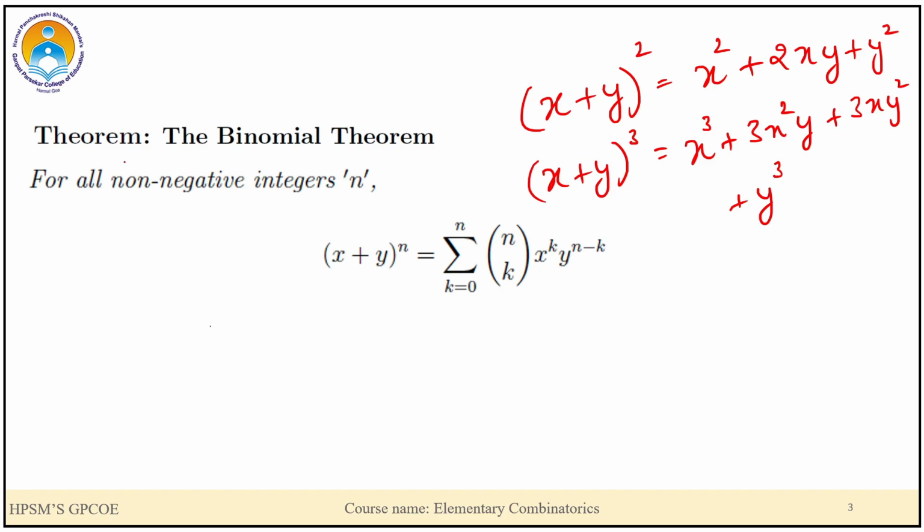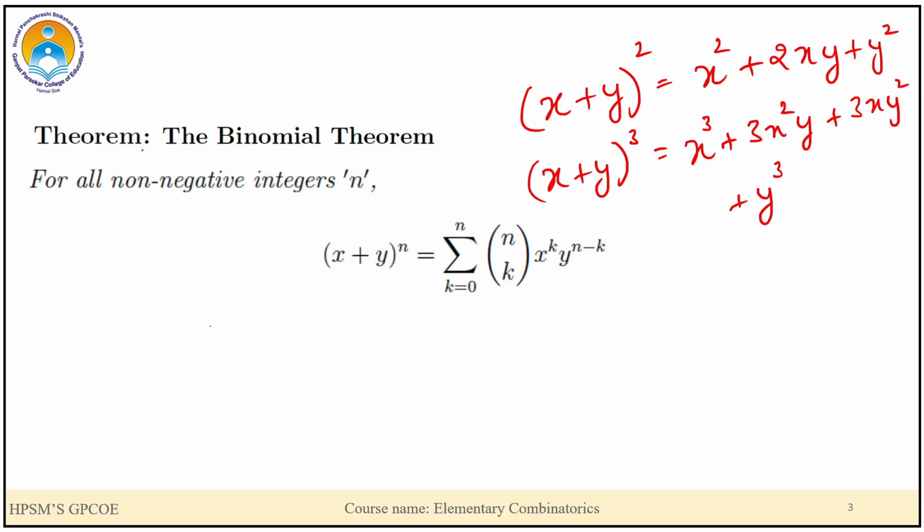Alright? So, I'll just first read out the statement. The binomial theorem says that for all non-negative integers n, x plus y the whole raised to n is the sum of all combinations nCk times x raised to k times y raised to n minus k.